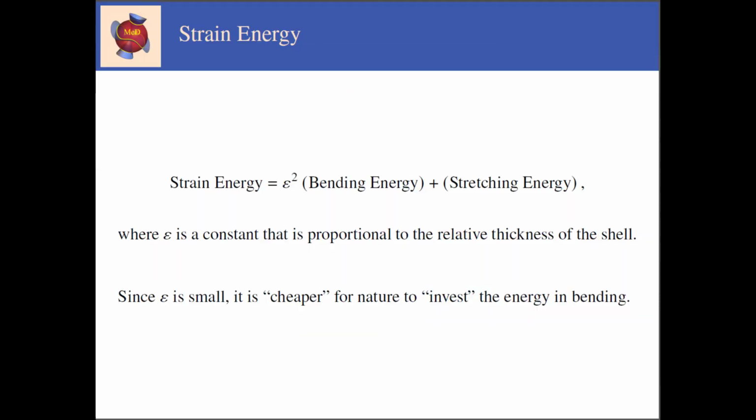Now, nature wants the structure to bend as opposed to stretch. So the strain energy can be broken up into 2 pieces. A term that involves the bending energy, which corresponds to a change in the curvature tensor for a surface, and the stretching energy, which corresponds to a change in the metric tensor. But there's a small parameter in front of the bending term, so it's more economical for nature to put the energy there, so to speak. So the structures want to bend as opposed to stretch.